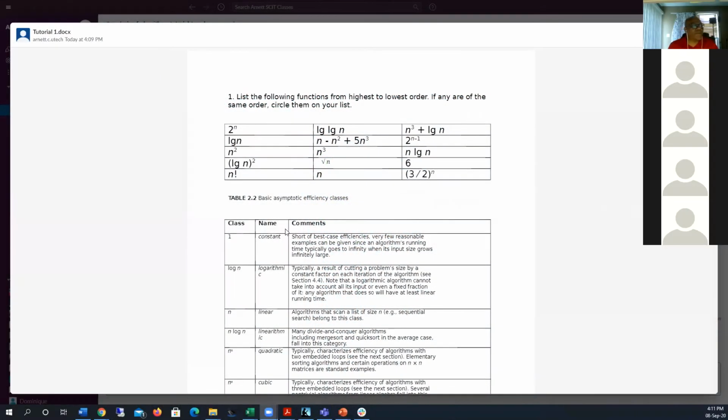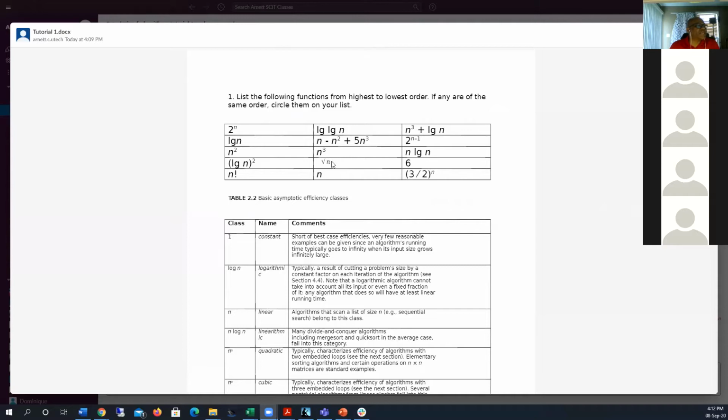All right, so what we want to do is just go down to the table before we attempt to solve this problem, the problem at the top. There's a problem at the top that says to list the following functions from the highest to the lowest order of growth in terms of the size of the problem.